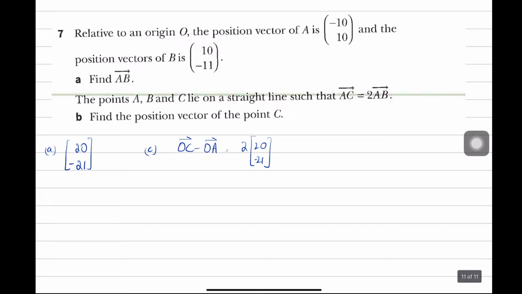So OC then becomes, 2 times 20 is 40 and 2 times minus 21 is minus 42. And to it you now need to add OA, which means minus 10 plus 10. So this becomes 30 positive and negative 32. So there you go. Here is OC. Now take a good look at what I've done. Let me know if you have any questions.